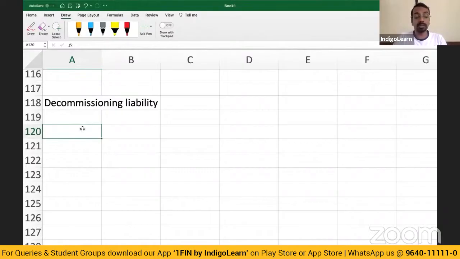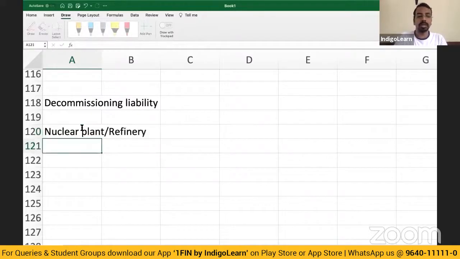Or sometimes what happens is you set up, let us say, a nuclear plant, or you set up some refinery. These are generally where there could be environmental disturbances in the surrounding areas wherever these plants are located. So let us say you have built a plant and you have permission from the government to operate that plant for 30 years.